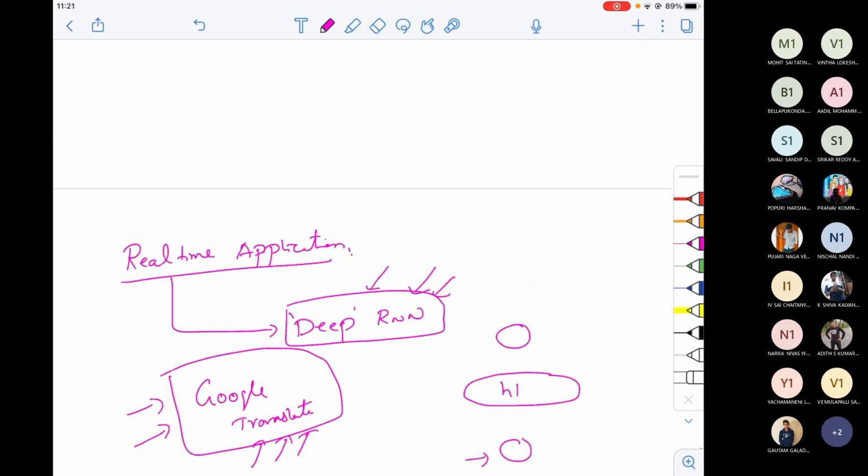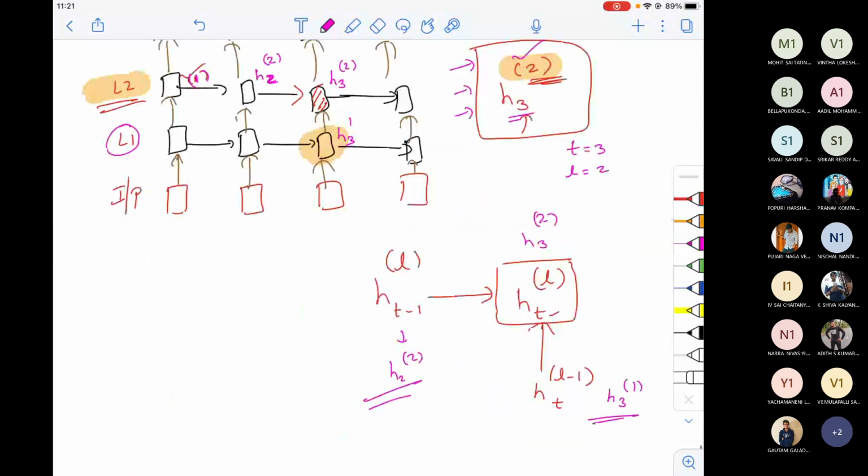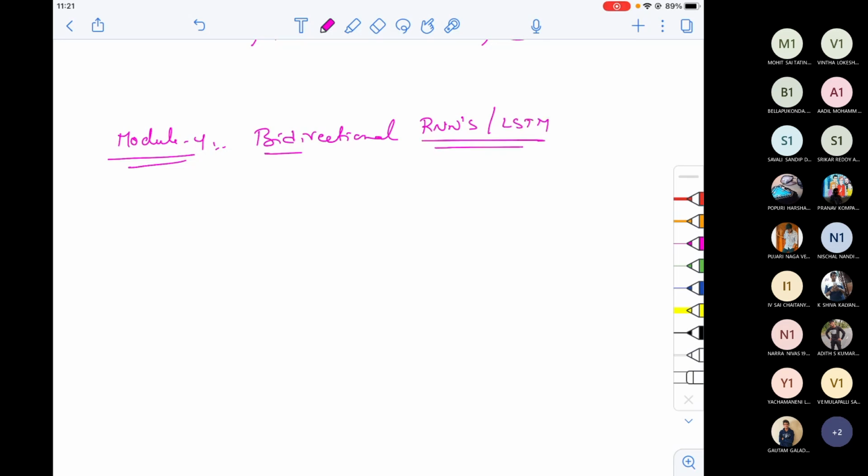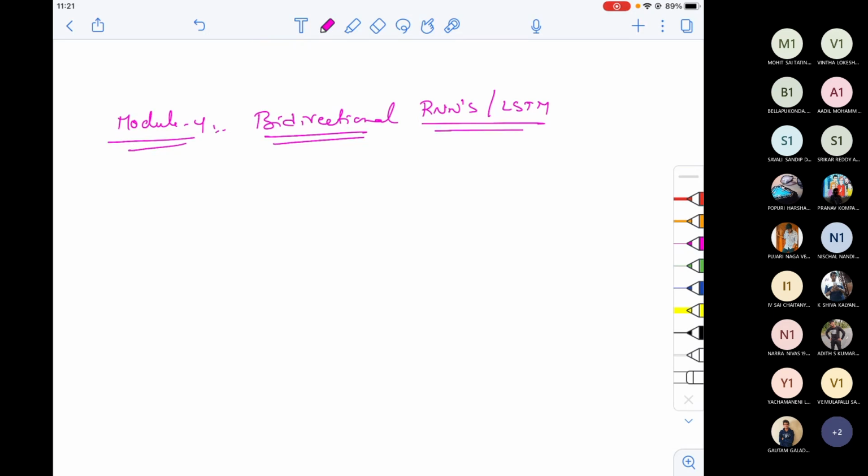So the first architecture that's an extension of module 4 is deep RNN. This is one point that you have to remember, or one architecture that you can extend from the knowledge that you have. Next, the last topic that was left in module 4 is bidirectional RNNs or LSTMs. So we will see this. This is a very, very interesting topic.